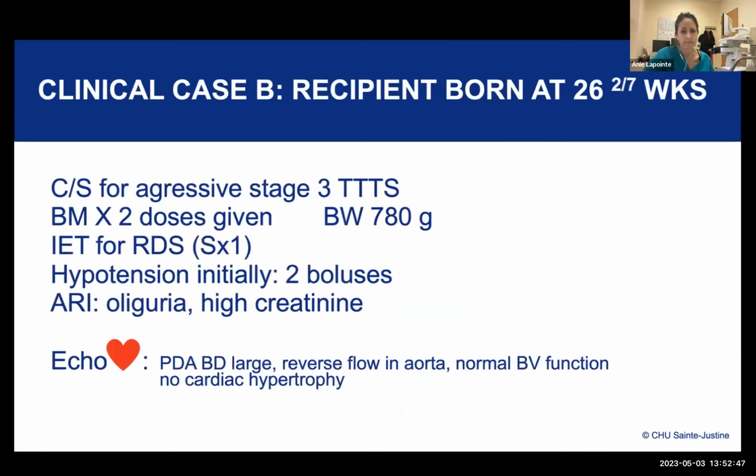Now, I have a second case. This one is quicker, and I think we have time to do it and have a couple of key point discussions. This is again a recipient born at 26 plus 2 weeks of gestation for an aggressive stage three TTTS evolution. Betamethasone was given.